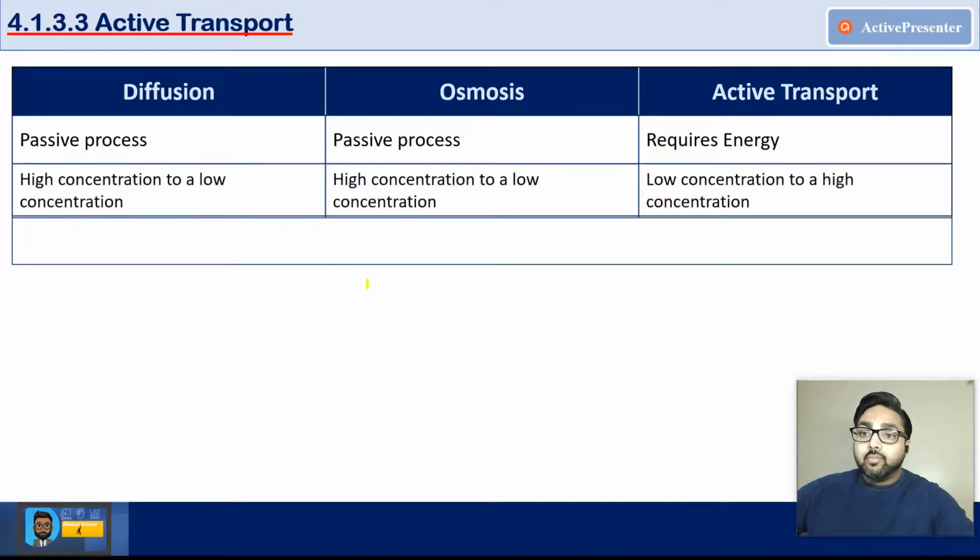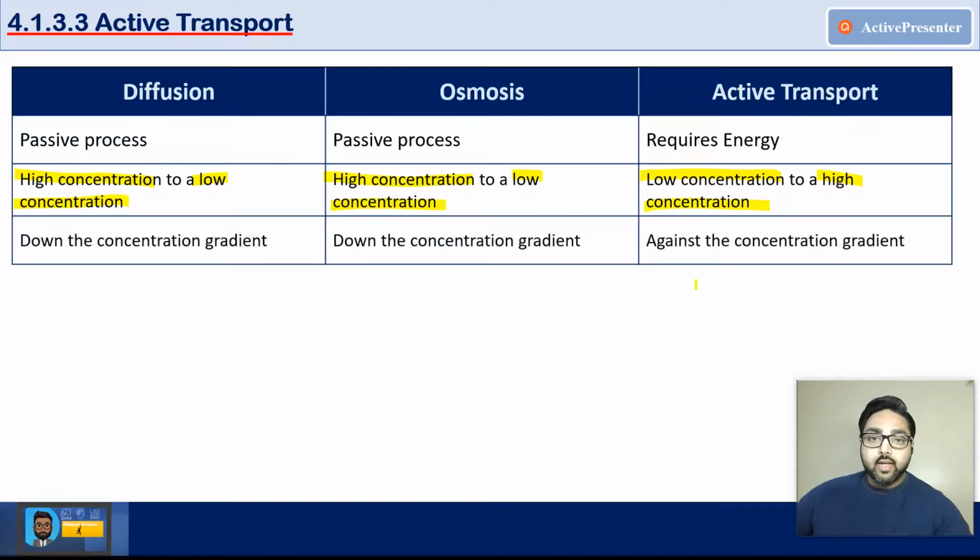In terms of the movement of particles, in diffusion and osmosis, particles will move from high concentrations to low concentrations. Whereas in active transport, you are moving the opposite way, from a low concentration to a high concentration. Finally, diffusion and osmosis take place down the concentration gradient, again from high concentrations to low concentrations, whereas active transport moves against the concentration gradient.